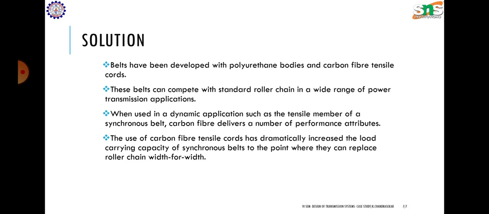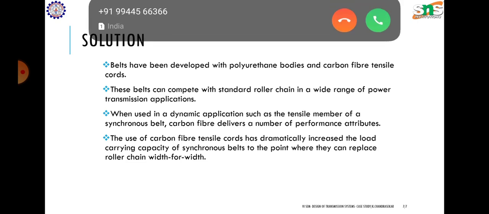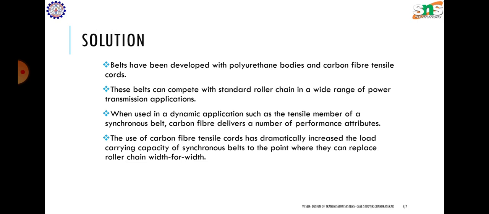These tensile cords are used for transmitting more load. Actually the chain drive is used for transmitting 7.5 kilowatt. In order to transmit that much power, the belt should have very high tensile strength. So a carbon fiber tensile cord is used inside that belt, so that its load transmitting capacity is much higher, which is equivalent to the chain drive. These belts can compete with standard roller chain in a wide range of power transmission applications.